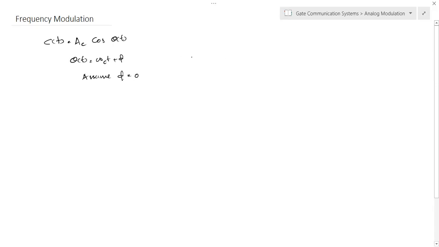And one more point you need to remember: if you want to find the instantaneous frequency from this angle, you need to differentiate this angle, then you will get omega i or 2 pi fi, the instantaneous frequency. Similarly, if you want to find the instantaneous angle theta of t and you know the frequency, you need to simply integrate this equation, 2 pi fi.